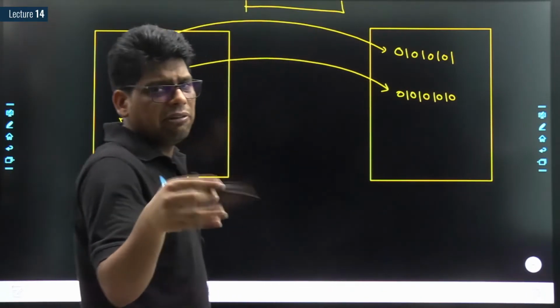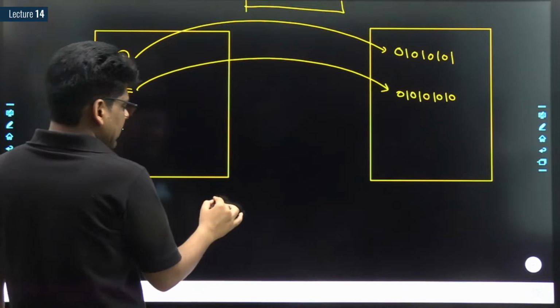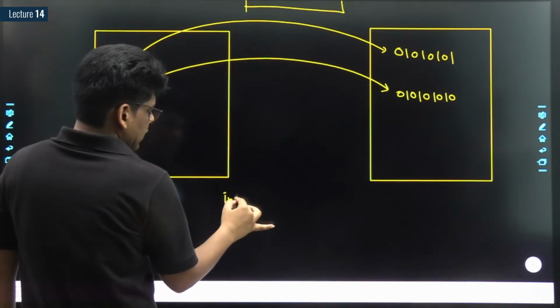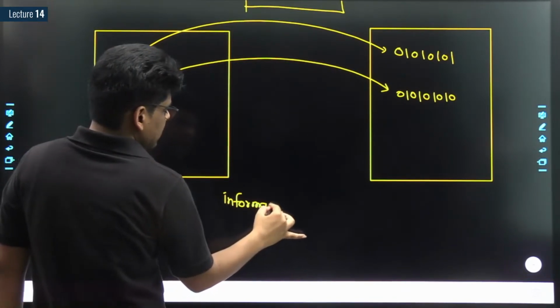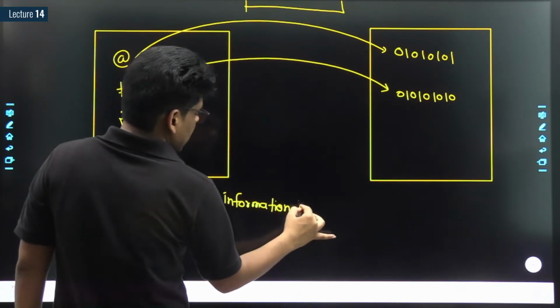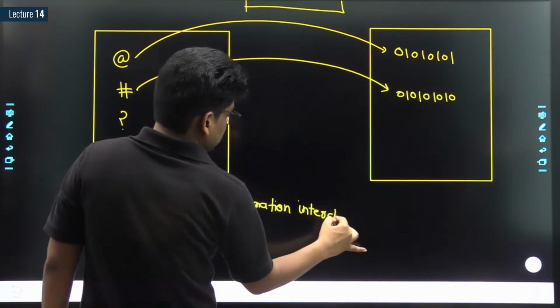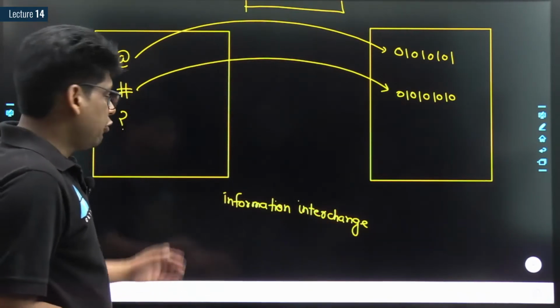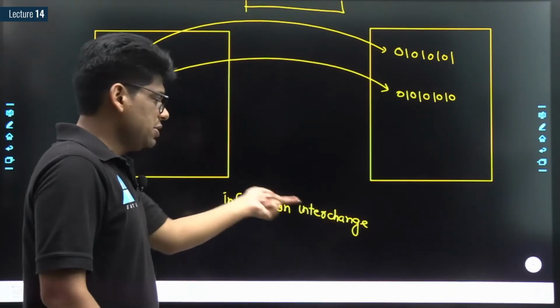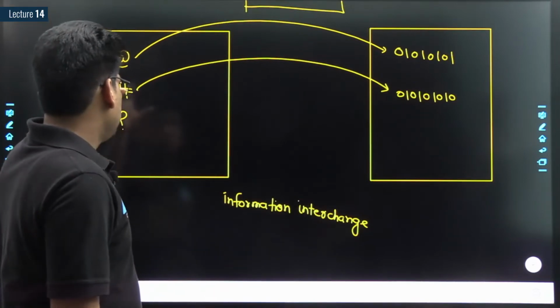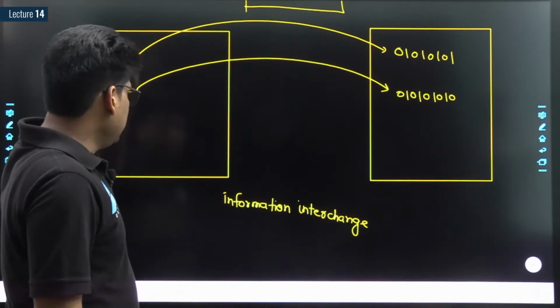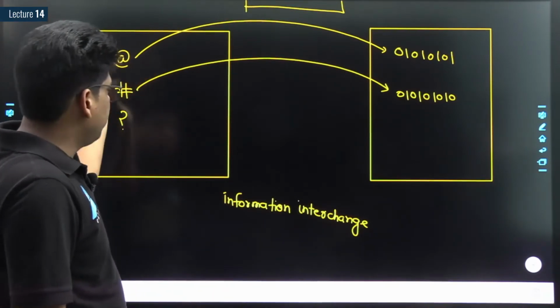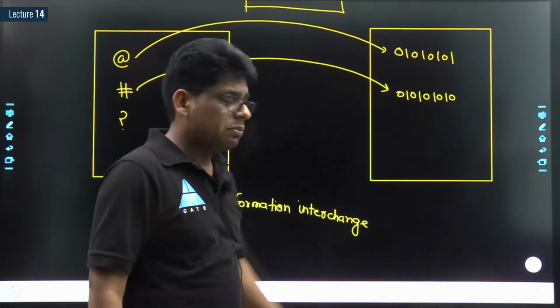So what I need is information interchange. So actually what we are doing with a character system is information interchange. We want to change one piece of information from one form to another form.